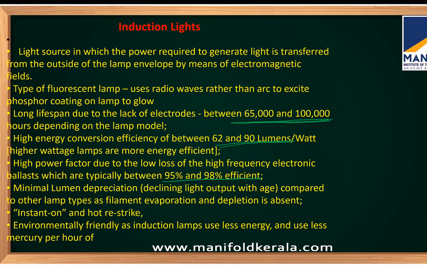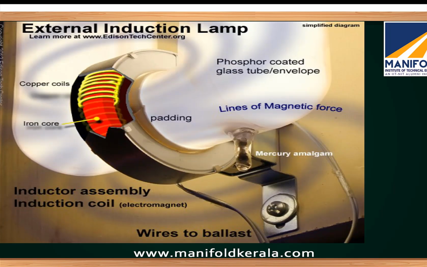The energy is transferred through induction, so all these conventional disadvantages are not there. Instant on and restrike: it doesn't take any time lag for initial switching as well as switching after some disturbance. Environmentally friendly as they use less energy and less mercury per hour of illumination. Understand? So this is an induction lamp. You can see this is a tube light. This is the lamp structure and energy is transferred through induction.